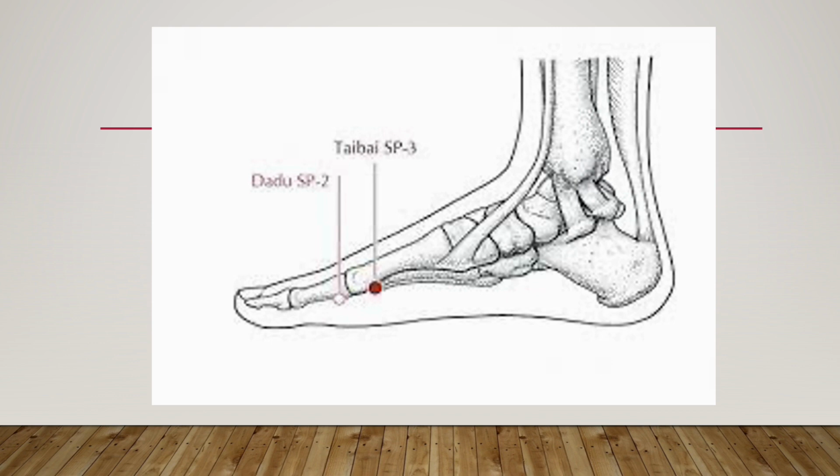This point pair can also be used for swelling related to spleen qi deficiency in other areas of the body and in cases of leg swelling during menstruation as well.